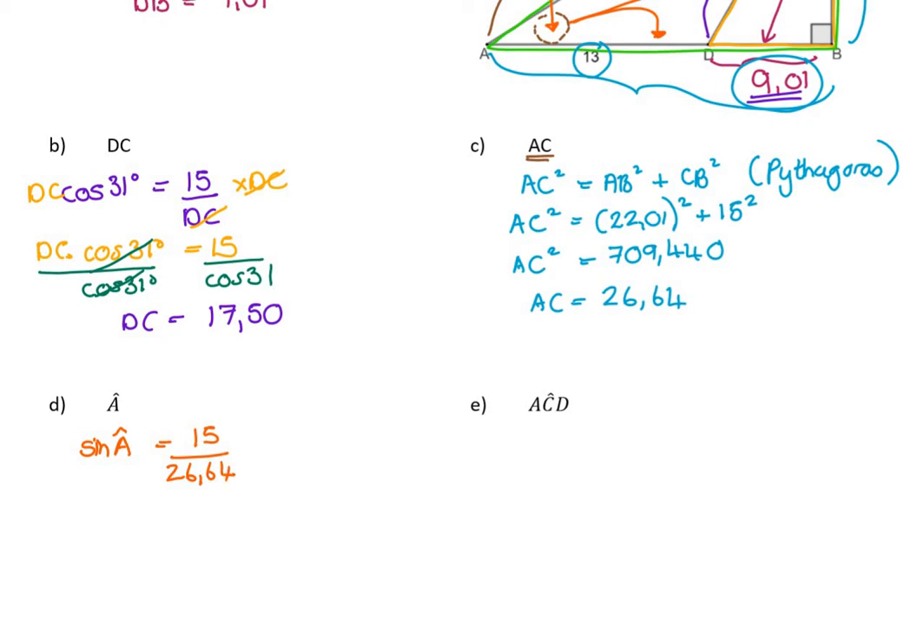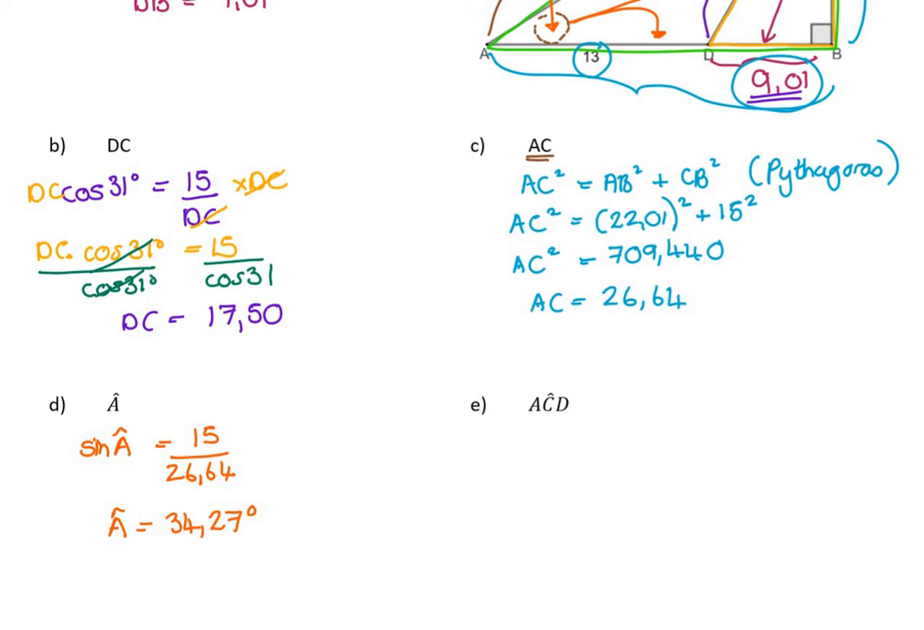And don't forget, you just put that 15 divided by 26.64 into your calculator, and then you get an answer, and you do shift sine of that. And you don't have to worry about a second solution because this is an acute angle. So you will simply get A is 34.267, so 34.27 degrees.